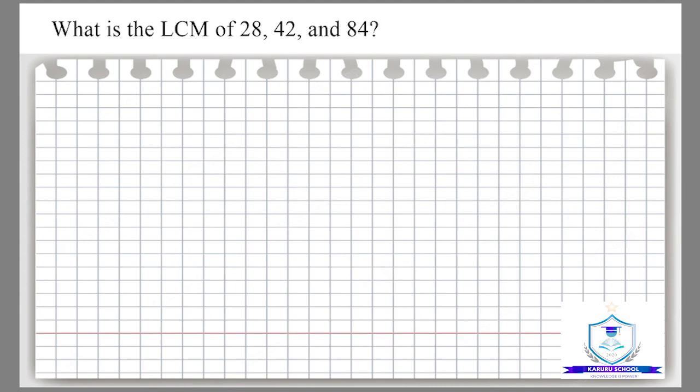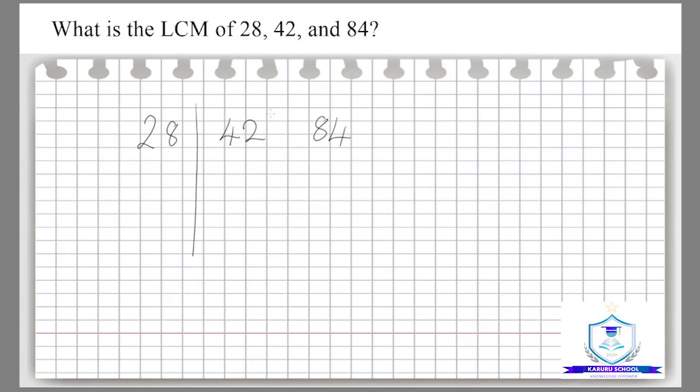In today's presentation, we are going to look for the LCM of three numbers, and these numbers are 28, 42 and 84. So to help us find the least common multiple of 28, 42 and 84, we will first start by drawing a table which has three columns, and each column will be for each of the numbers that we have been given. So we will have 28, we have 42 and we have 84.